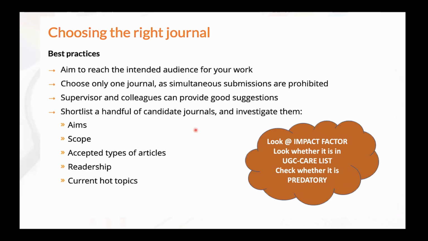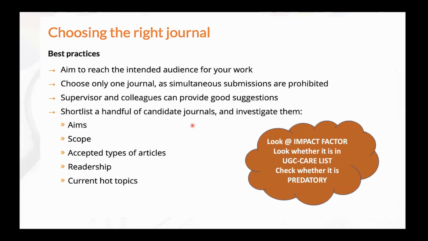Okay, so you just look at the journal, read the journal aim and objectives, and what subjects they actually accept. All the things are important. If the journal is not in a position to accept your research area, then it is better not to submit it. They will not actually compromise on that. Okay, so you choose only one journal, and simultaneous submissions are prohibited. And you can ask the supervisors or colleagues, they will give you suggestions if you are a beginner.